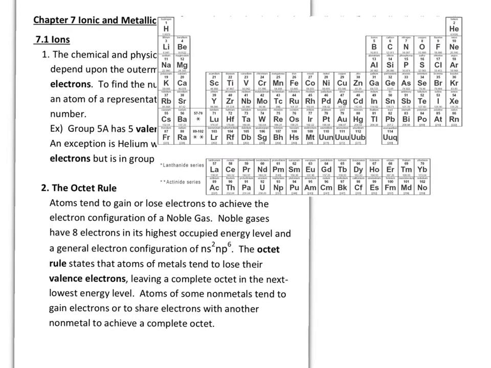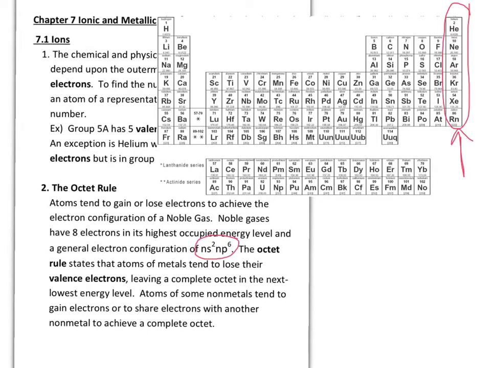So the octet rule states that atoms will gain or lose electrons, and the goal in this is that they reach the electron configuration of the noble gases. Noble gases are non-reactive, so if they can get to this electron configuration, then reaction will stop. They won't react any further. So the electron configuration for the noble gases is generally that.